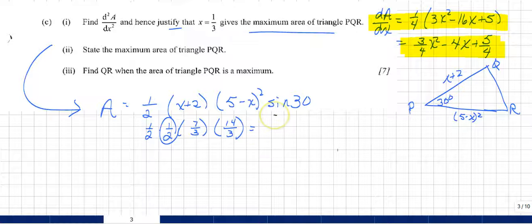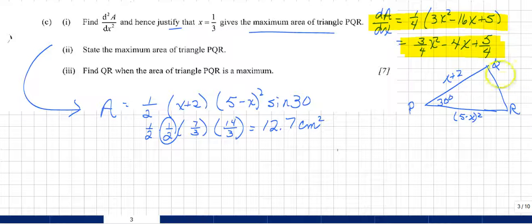All right, this is just a bunch of arithmetic, but this is on the calculator section. It's paper 2, so you can just punch all that in, and if you do, I went ahead and did that, and I got 12.7 square centimeters. 3 sig figs, Dahlia. All right, last, part 3. Find QR when the area of the triangle is a maximum.